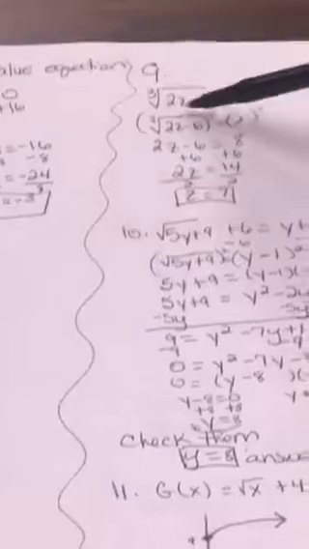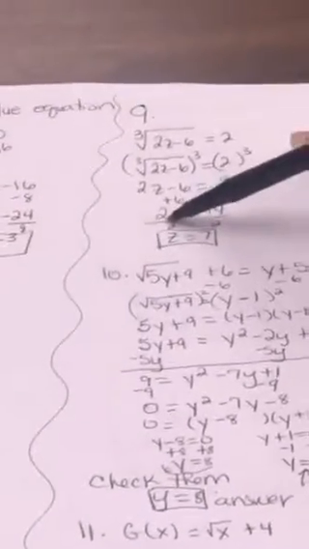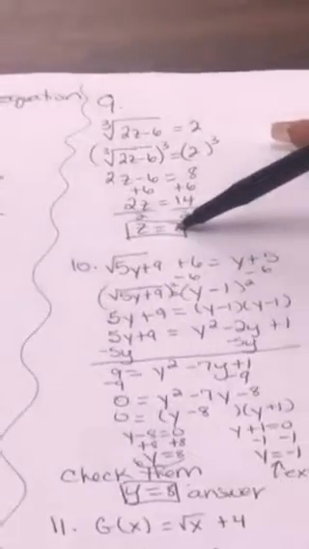Number 9 is cube root of 2z minus 6 equal 2. So then I want z by itself, so I'm going to cube both sides. And I got 2z minus 6 equal 2 cubed is 8. Add 6 to both sides. Divide by 2, and z is equal to 7. Don't forget to plug it in to make sure it works.